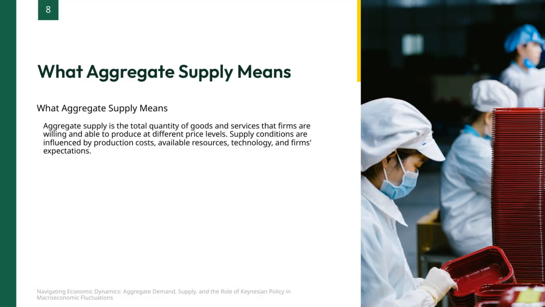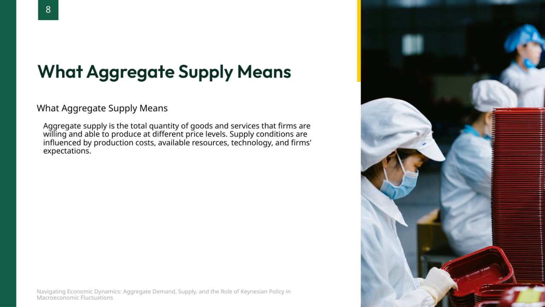Now let's talk about what aggregate supply actually means. Essentially, aggregate supply represents the total amount of goods and services that all firms in an economy are willing and able to produce at various price levels. It's important to understand that several factors influence this supply. Production costs, such as wages and raw materials, play a big role. Then, the availability of resources like labor and capital also impacts how much can be produced.